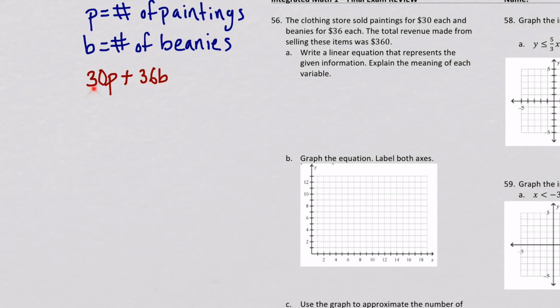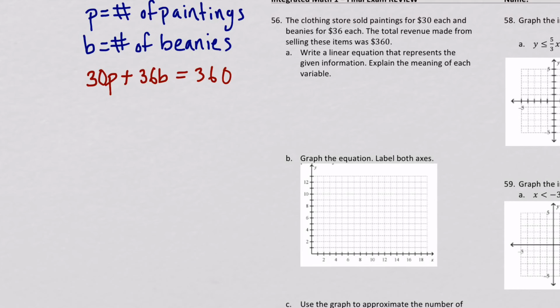Same thing for the paintings. $30 times the number of paintings equals the total. The total revenue made from selling these items was $360. So when you add these two items together, you're going to get $360. That's the total amount. Okay? And that's part A. Part A simply says write a linear equation that represents the given information. Explain the meaning of each variable. We just did everything. Here's the equation. And each variable, the B represents the number of beanies and P represents the number of paintings.